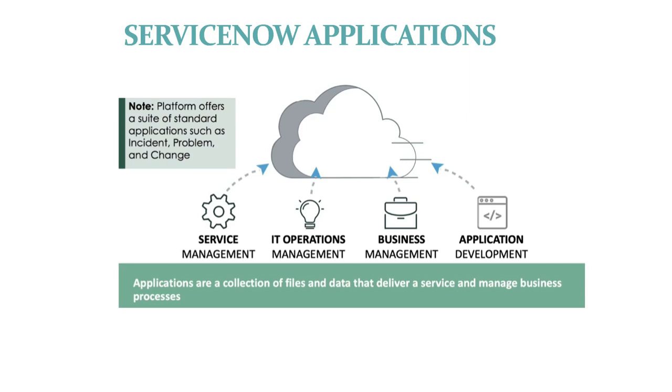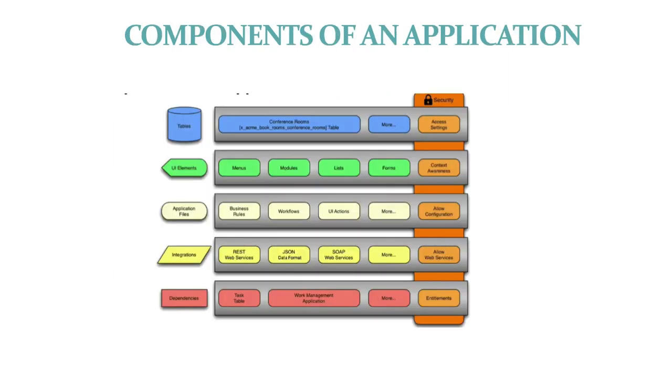So what are those applications? Those applications are a collection of files and data that deliver a service and manage business process. So these are the common applications which manage organization process in a very beautiful manner. Next I am going to explain the components of an application. So what does it contain exactly? The components of an application are tables, UI elements, application files, integration, and dependencies.